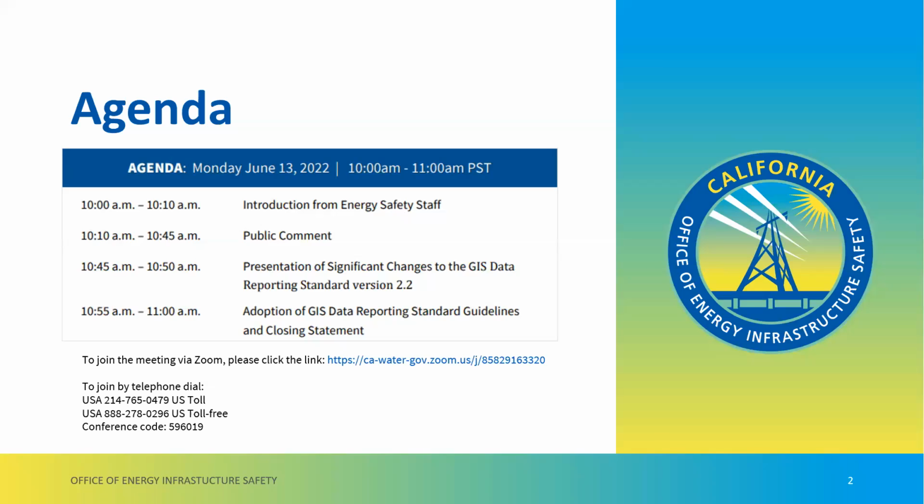Kind of a quick introduction on the GIS data reporting standard. This is a document we've had in effect since mid 2020. There's been a few iterations of these. This current version, which we call 2.2, has been in effect since the beginning of the year. What we're doing now is making these into guidelines, and so this is what this meeting is about. So we're basically taking the standard we have developed before that is currently in effect and making it a guideline.